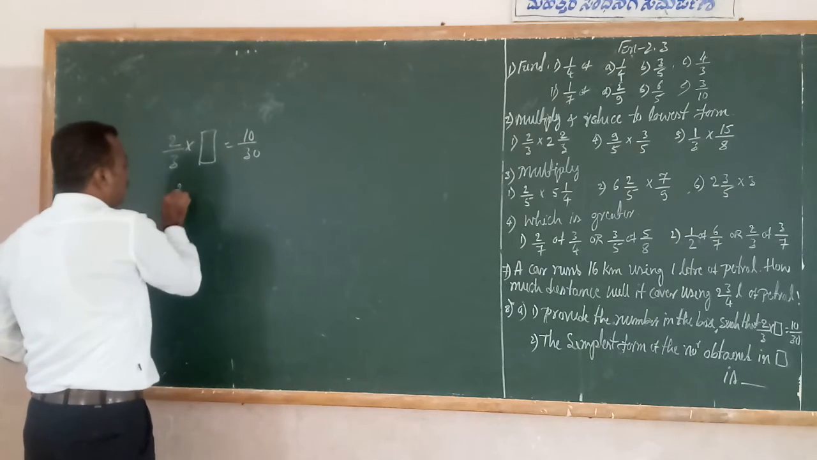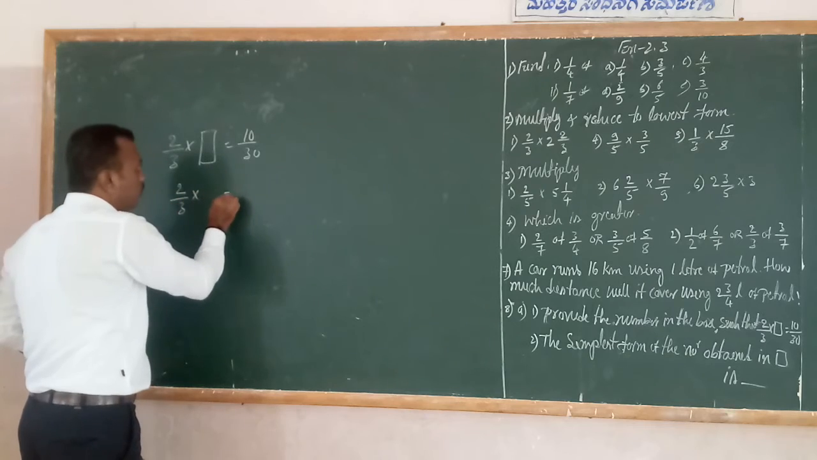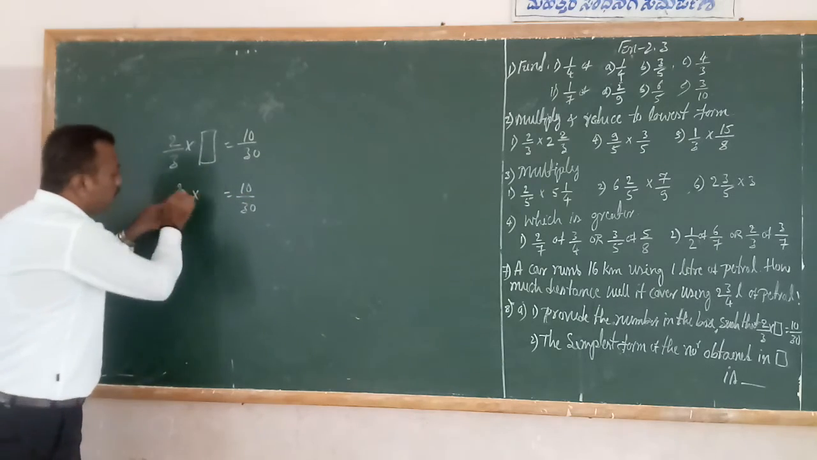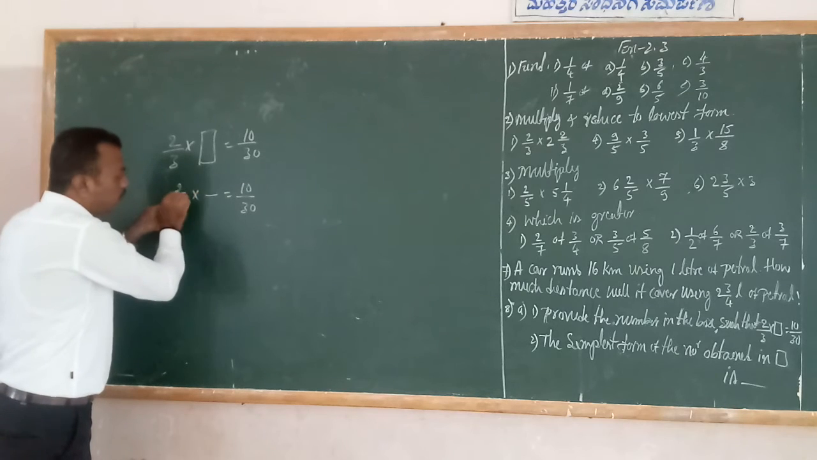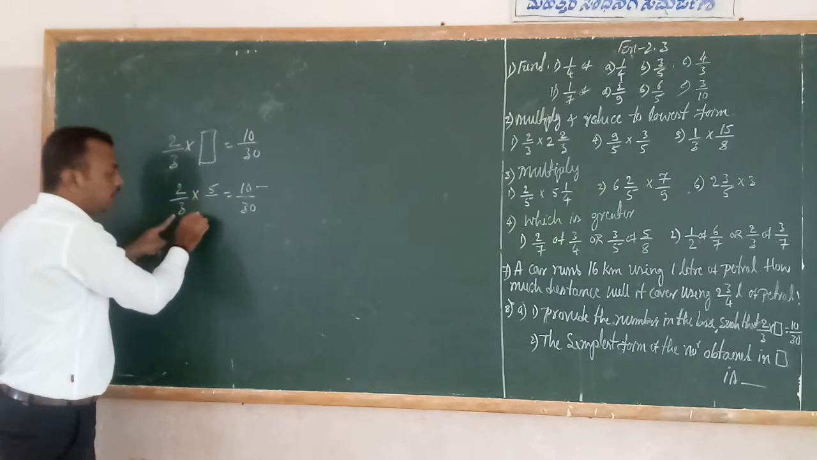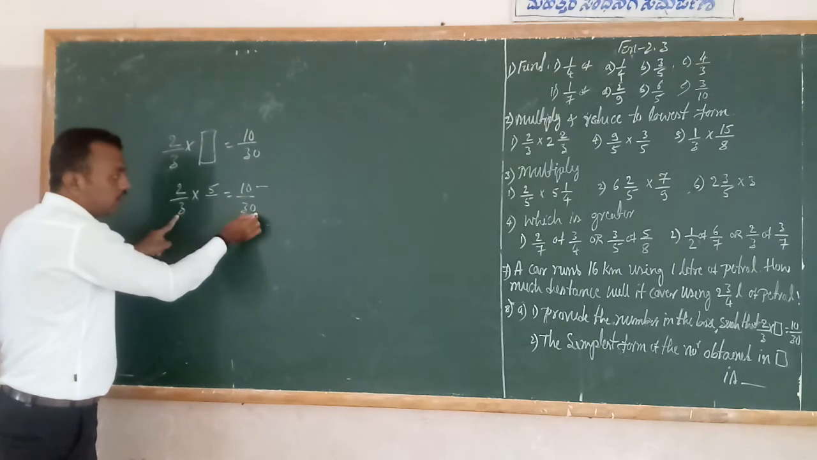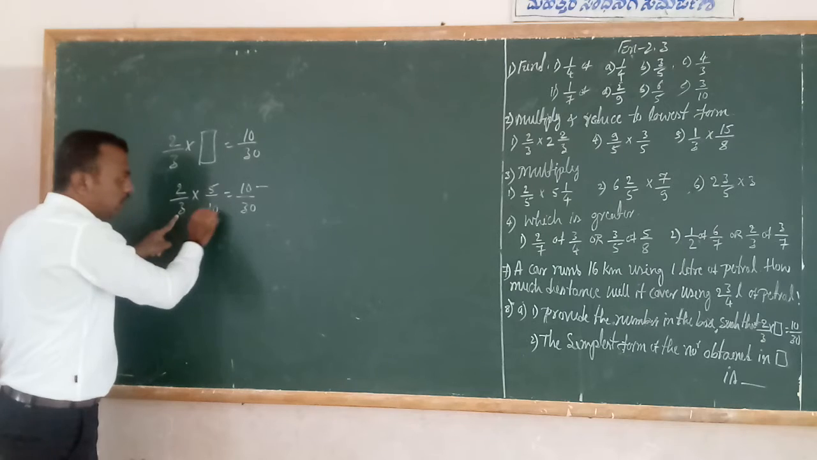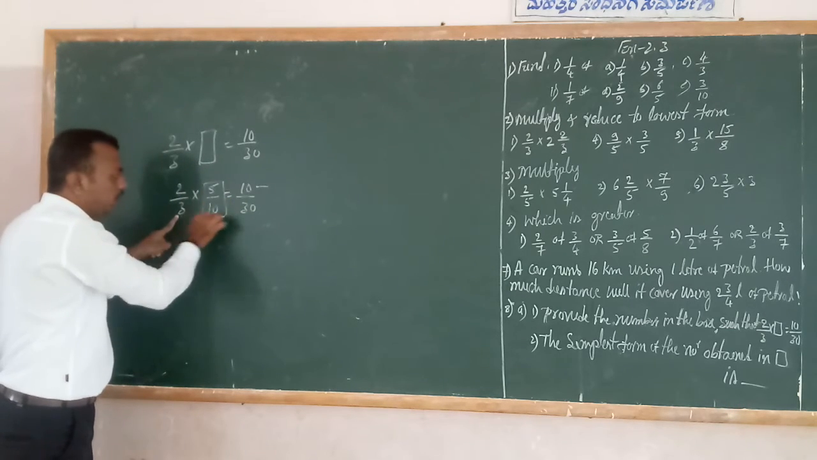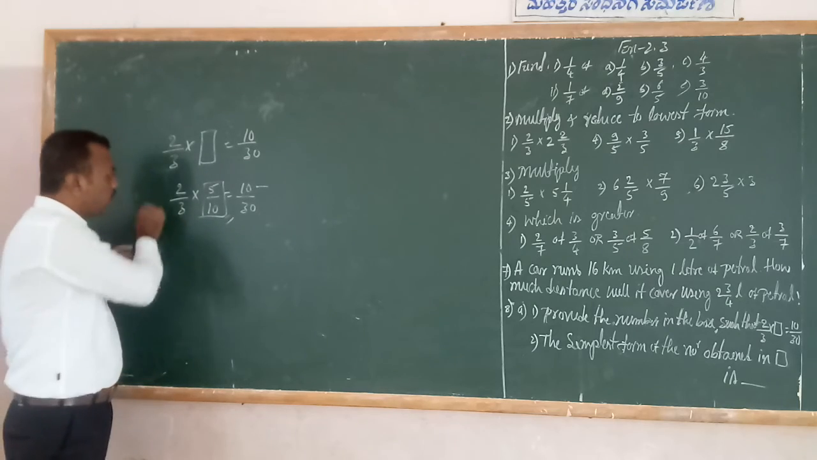Okay, see, 2/3 into box equals 10/30. See students, 2 is multiplied by which number to become 10? 2 5s are 10. Correct? That's why it is 5. Then here 3, how many to make 30? 3 10s are 30. That's why the number in the box is 5/10. Right? This is the A question.